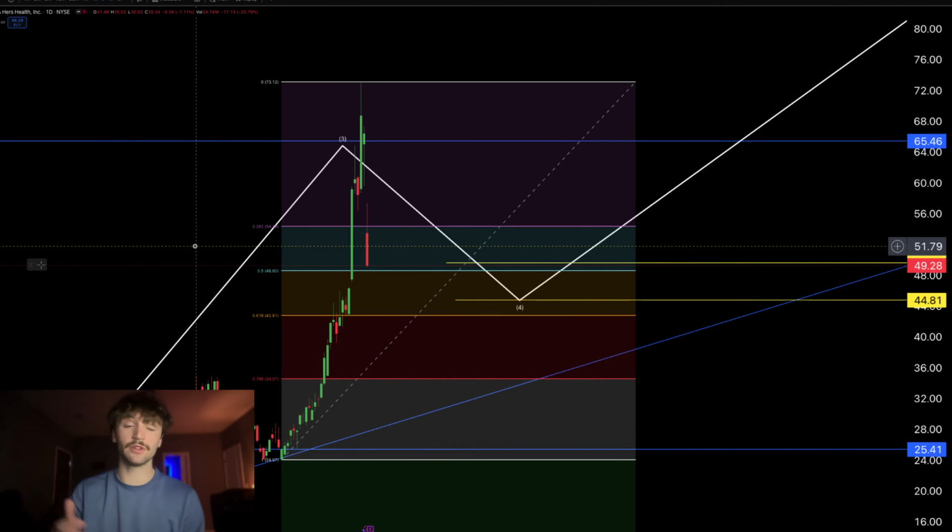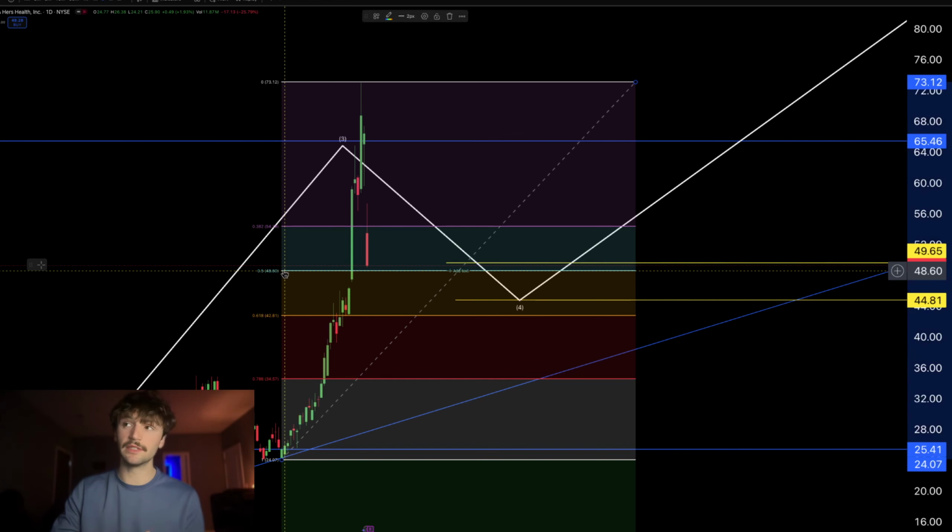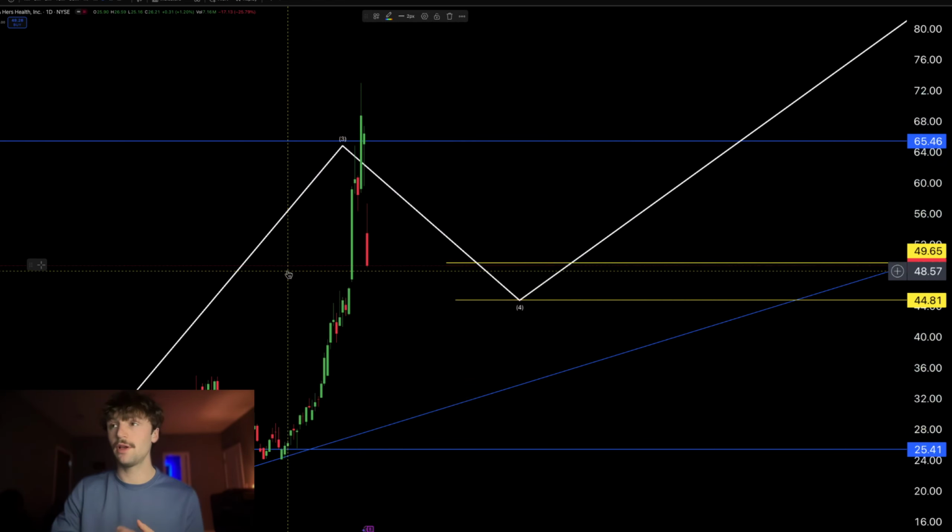But I would really look to start adding into whatever stock you're looking at once you break below this 0.5 here, and then break into that golden zone. That's where you can really look to get some good shares and eye a turnaround.